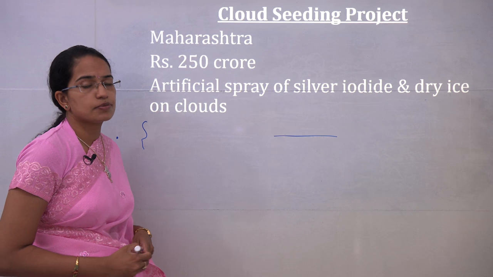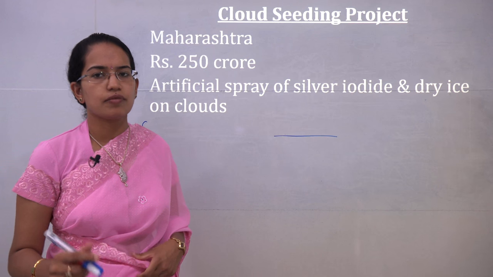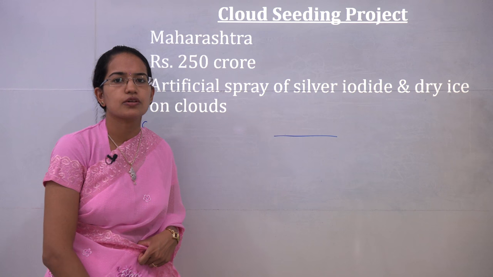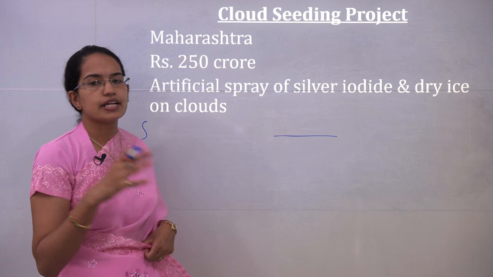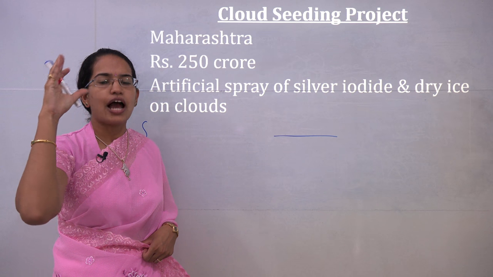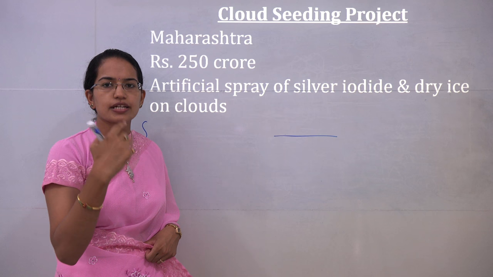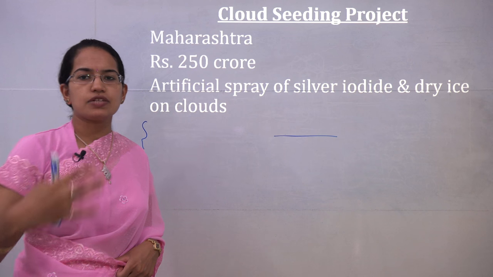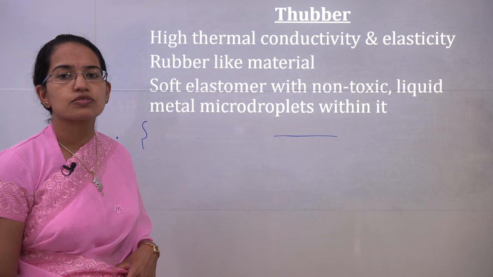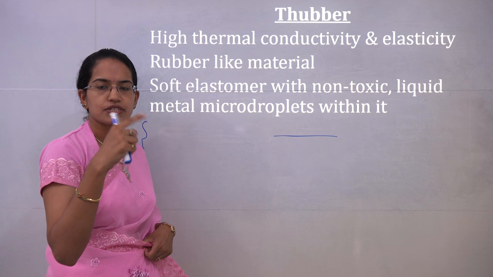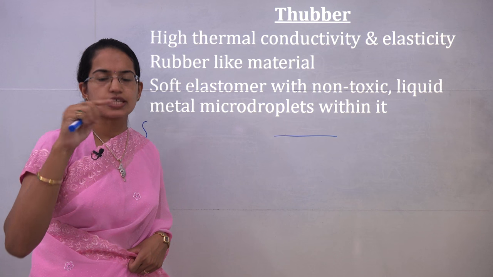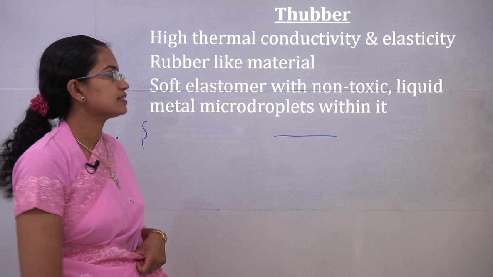Now, the cloud seeding project, this has been run by Maharashtra government at the cost of nearly 250 crores. The idea is to spray silver iodide and dry ice on the clouds, and once the clouds accumulate around this silver iodide, artificial rainfall would be seen, and this is what is known as cloud seeding, which causes rainfall by artificially clouding around or nucleating around the silver iodide that has been sprayed.